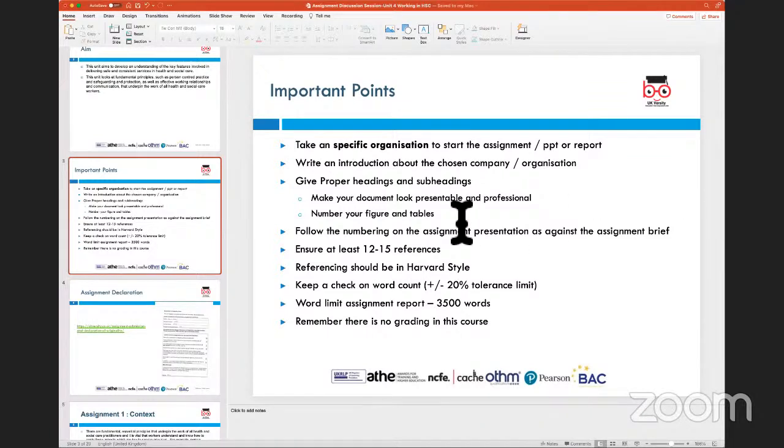Obviously, when presenting an assignment at level 3, and this is something you're learning at this stage, keep in mind that your presentation of work should be professional and follow certain basic guidelines, so that it becomes a professional document and something presentable for the purposes of marking and checking.